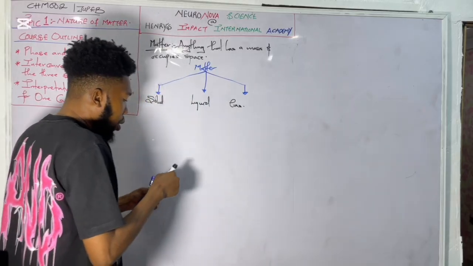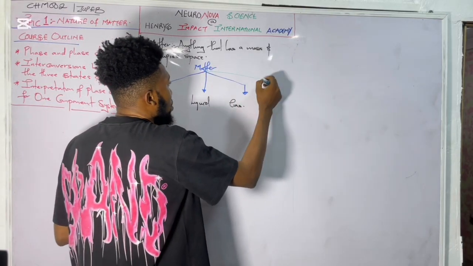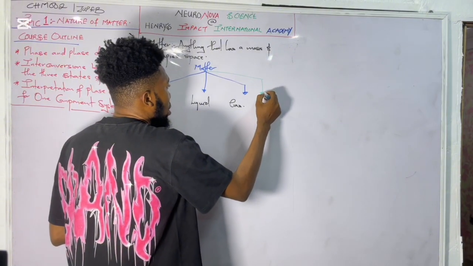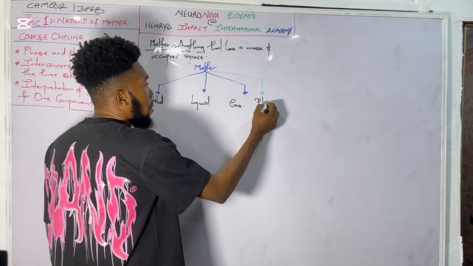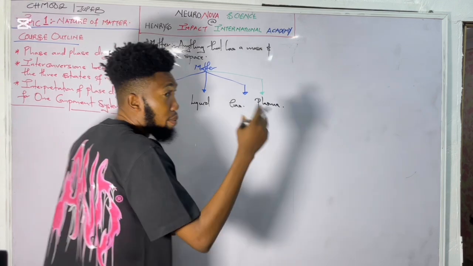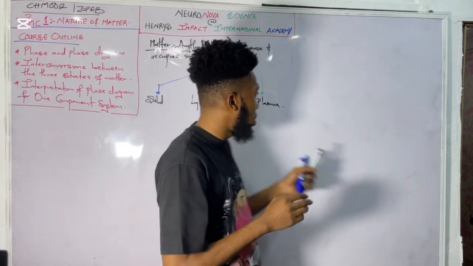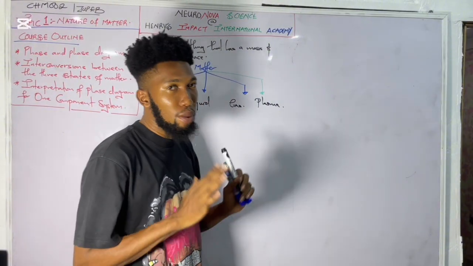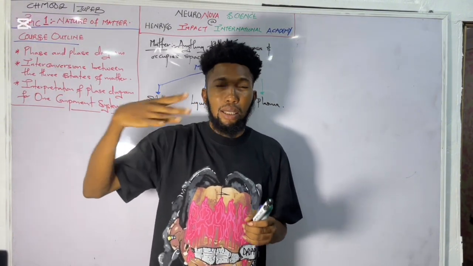So for other states, we have plasma. We have Bose-Einstein condensate as well. But we're not going to be going into that. So we'll be looking at using these four, because that's what your syllabus will use. In OBJ, in case you ask me about the other ones, just remember Bose-Einstein condensate.